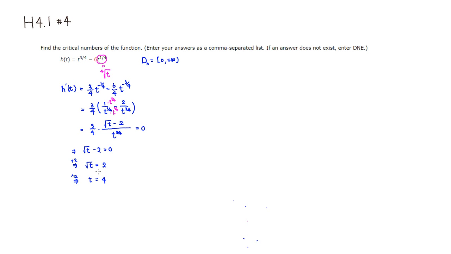So that's one kind of critical number. And the other kind would be here. 0 is actually in the domain of the original function, but h prime of 0 is undefined, which makes t equals 0 another critical number. So this is a critical number as well. So 0 and 4 are critical numbers.